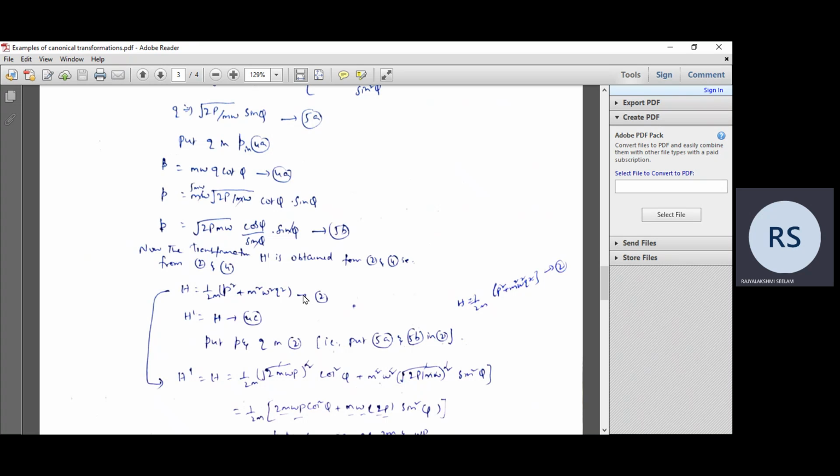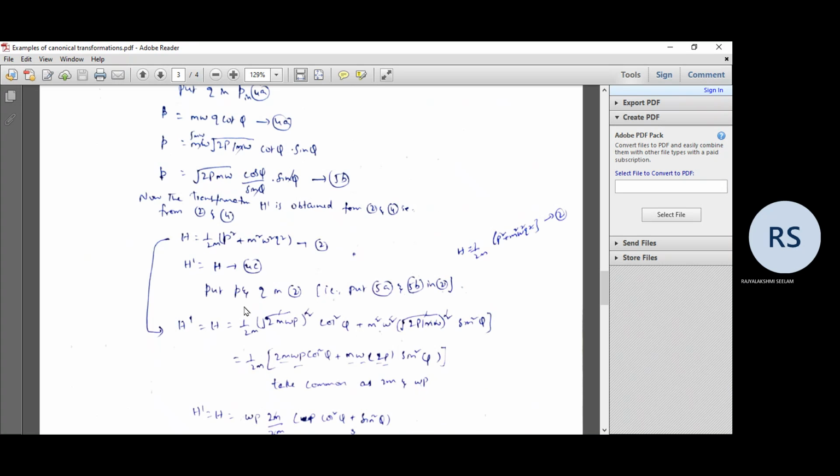So from equation number 2, we'll see. This is equation number 2: H equals 1 by 2m into (P square plus m square omega square into Q square). So let us substitute the P value and Q value. H dash equals 1 by 2m, with the P square value. Let us substitute P and Q values; the Q value we already have. So 1 by 2m.